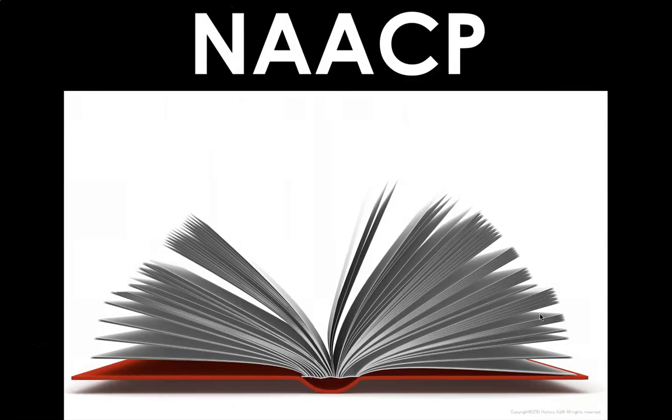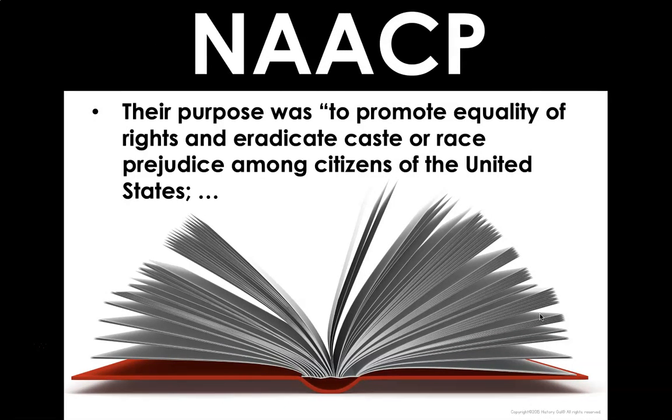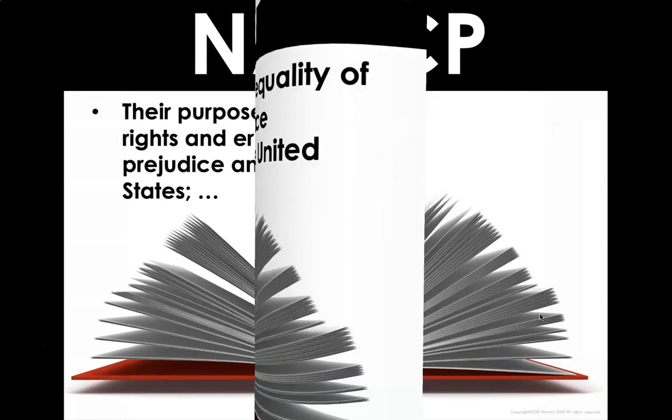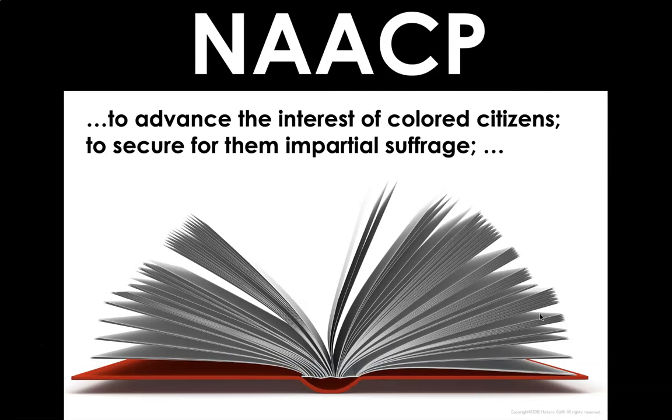So the purpose of the NAACP is to promote equality of rights and eradicate caste or race prejudice among citizens of the United States. So they are trying to promote equality of the races. They also want to advance the interest of colored citizens to secure for them impartial suffrage. And remember, suffrage is the right to vote.